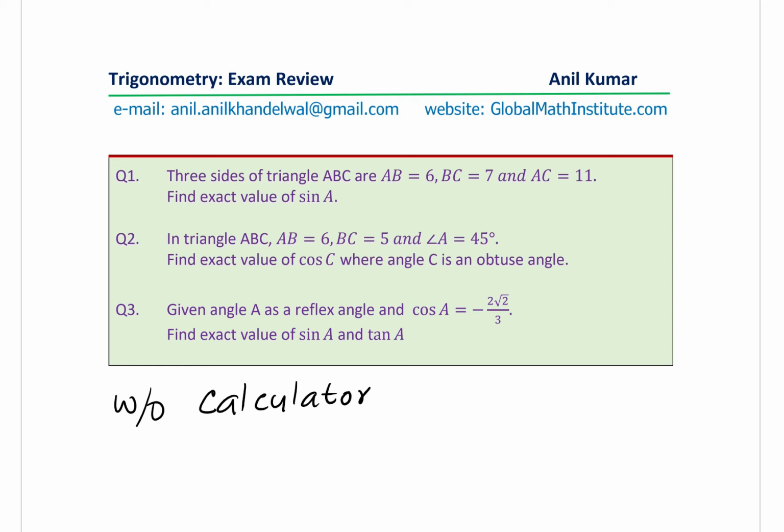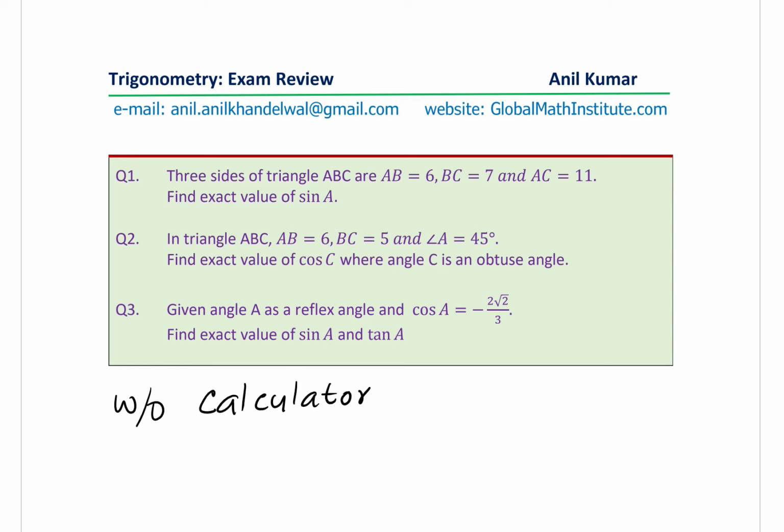The questions are: Question 1. Three sides of a triangle ABC are AB equals 6, BC equals 7, and AC equals 11. Find the exact value of sine A. Question 2. In triangle ABC, AB is 6, BC is 5, angle A is 45 degrees. Find the exact value of cos C, where angle C is an obtuse angle.